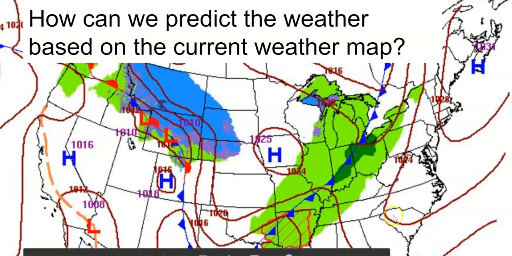southeast. Here's South Carolina. So right now, South Carolina has a high pressure system. It's part of that high pressure system. So right now, South Carolina is having sunny skies. But in a few days, we can predict that South Carolina will get rain and possibly even storms because of this cold front.